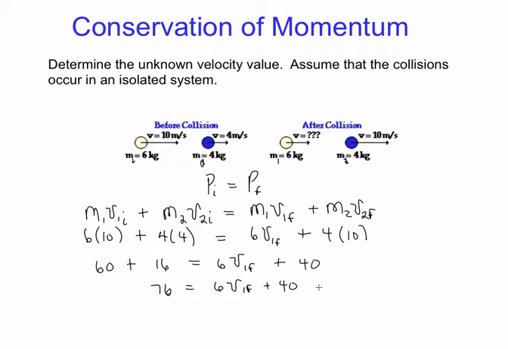Dealing with order of operations, I now have to subtract 40 from both sides. That's going to give me 36 equals 6 V1 final. I divide both sides by 6. That gives me V1 final equals 6 meters per second. So look at what happens. During this collision, the smaller object starts moving off faster, causing the larger object to slow down a little bit. All right, let's take a look at another example.